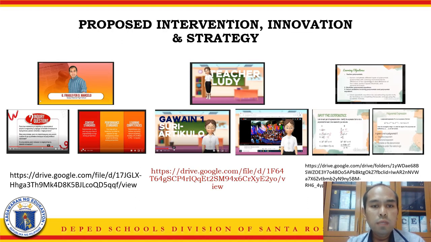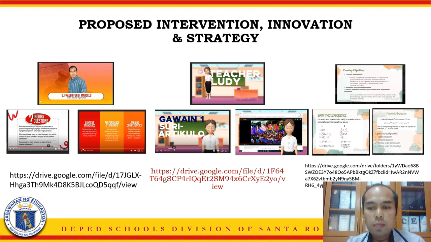For the proposed intervention, innovation, and strategy, this action research focuses on the acceptability and effectiveness of the Gabay kit and intervention materials for marginalized students. This study utilized a quasi-experimental research design. The study was conducted at Applied National High School in the Division of Santa Rosa City, Laguna during school year 2021-2022. The participants were select grade 10 students from NHS under mathematics, Filipino, and Araling Panlipunan subjects.